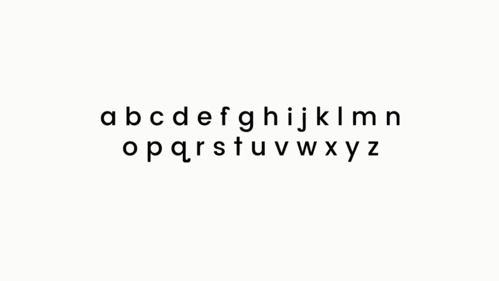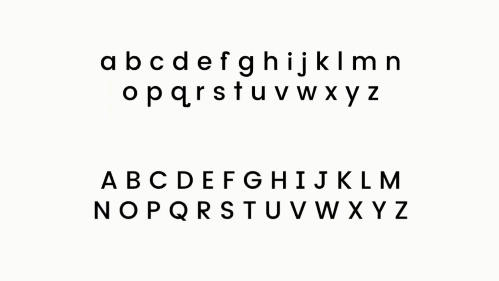We have reviewed all of the letters in the alphabet. There are 26 letters, 21 consonants, and 5 vowels. We also reviewed the 2 ways to write the alphabet letters: lowercase letters and uppercase or capital letters.